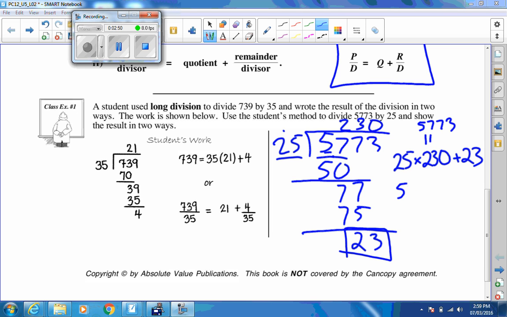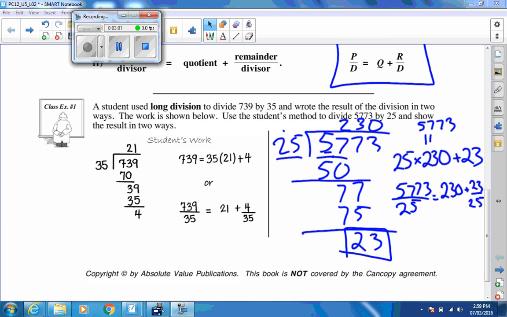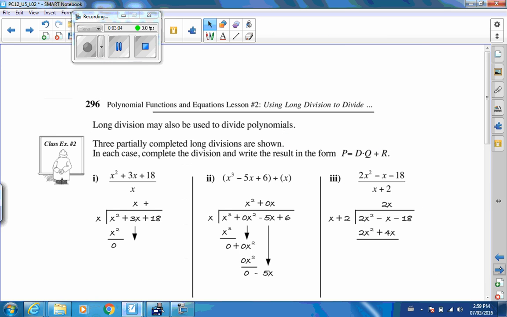Or I could write 5,773 over 25 equals 230 plus 23 25ths. I can do either of those 2 things. So here's how it works with polynomials.